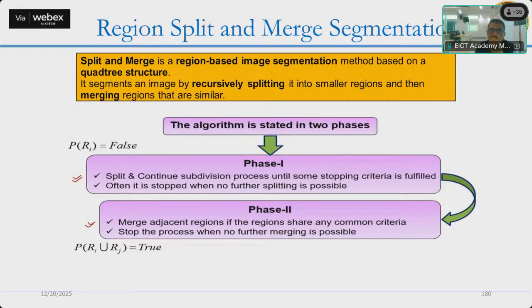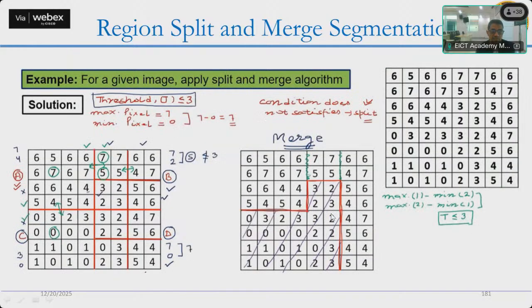Thereafter we come to split and merge segmentation. Split and merge segmentation is a region based method using a quaternary structure. It segments an image by recursively splitting it into smaller regions and then merging regions that are similar. It has two phases. In phase 1, split, a continuous subdivision process runs until some stopping criterion is fulfilled, often when no further splitting is possible. In phase 2, merge adjacent regions if they share a common criterion. Stop the process when no further merging is possible.